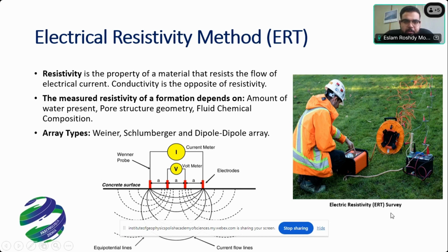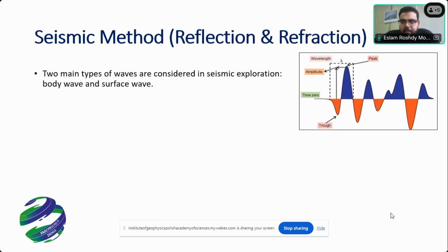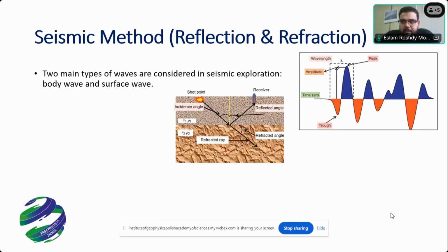Seismic methods, the third method, consist of reflection and refraction. It depends on sending a sound wave, a seismic wave, into the earth, with certain physical parameters in the earth, and a receiver receives the response of this wave.